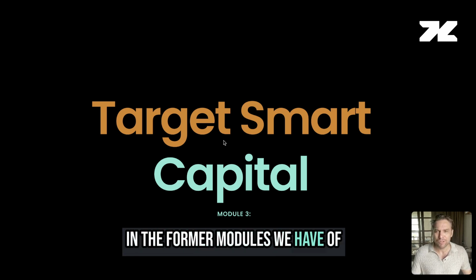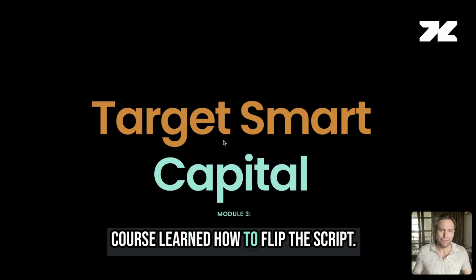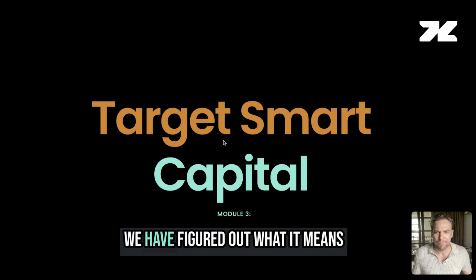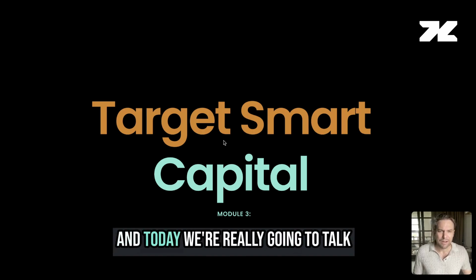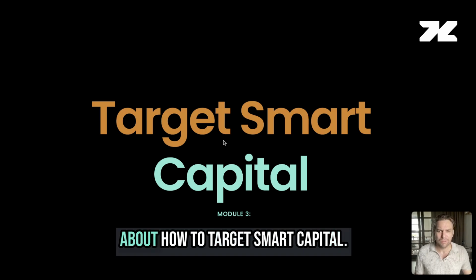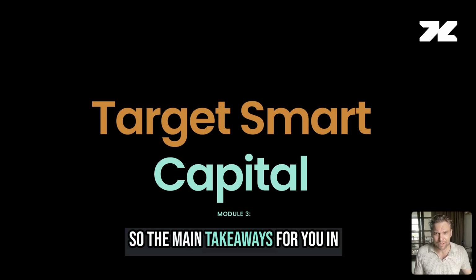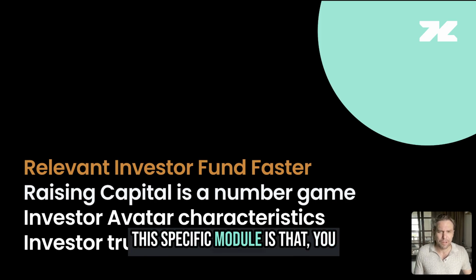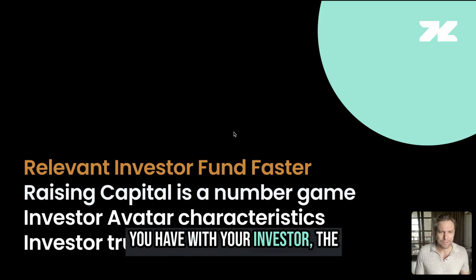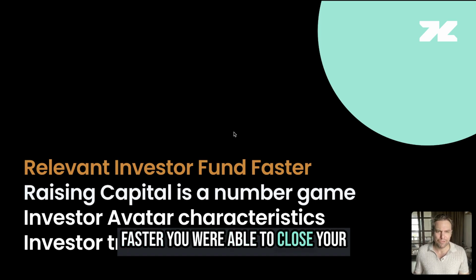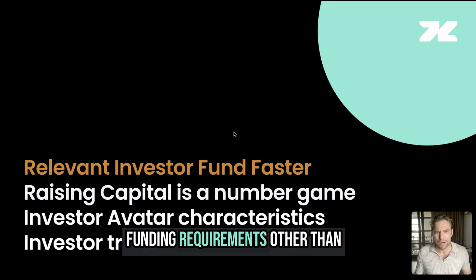In the former modules, we have of course learned how to flip the script. We have figured out what it means to architect your funding round, and currently we're really going to talk about how to target smart capital. So the main takeaways for you in this specific module is that you will learn that the more relevancy you have with your investor, the faster you're able to close your funding requirements.